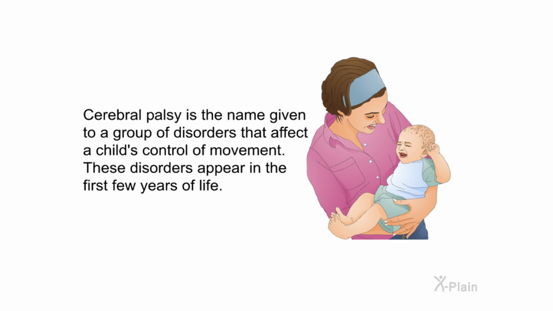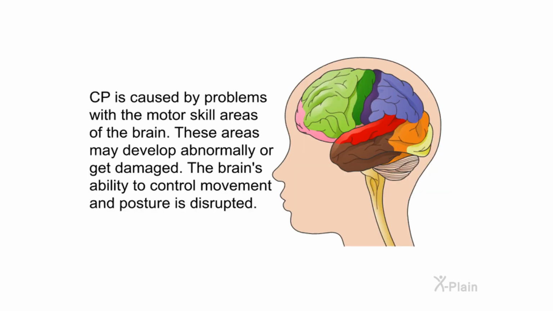Cerebral palsy. Cerebral palsy is the name given to a group of disorders that affect a child's control of movement. These disorders appear in the first few years of life. CP is caused by problems with the motor skill areas of the brain. These areas may develop abnormally or get damaged. The brain's ability to control movement and posture is disrupted.